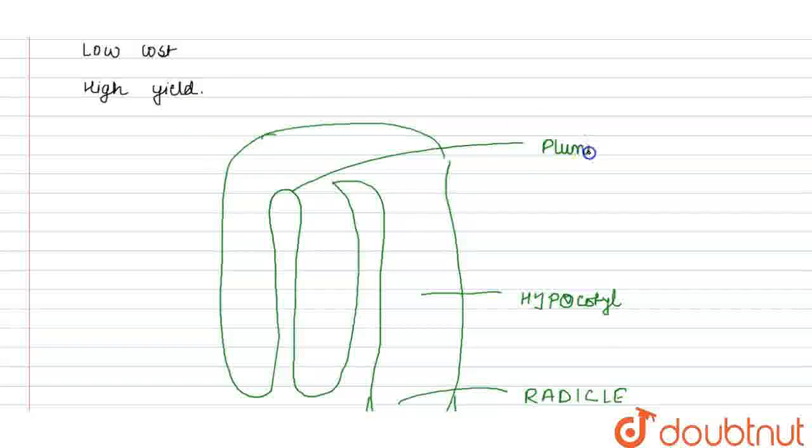The plumule will form the future stem. And these two wing-like structures are called the cotyledons. So this is the structure of the dicot developed embryo.